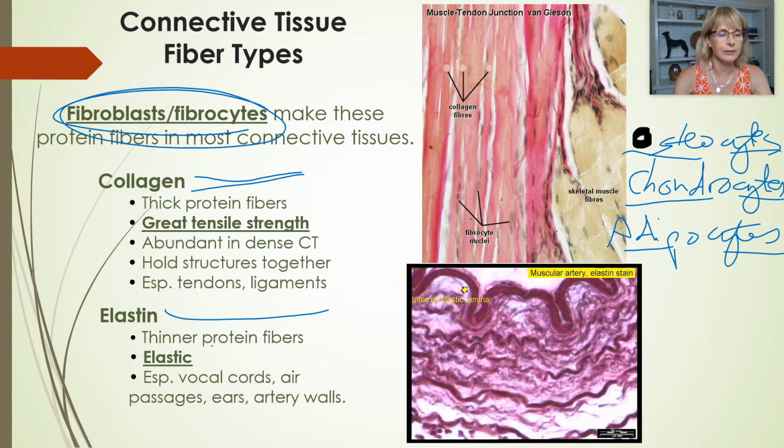And if we look here in this upper image, this is a little bit of tendon, okay? And here we have got collagen fibers. This stuff that kind of looks like a pink wax, those are collagen fibers. And collagen fibers are particularly good because they have really good tensile strength. What is tensile strength? Tensile strength means you can pull on it really hard and it will not break, right? Collagen is good for that.